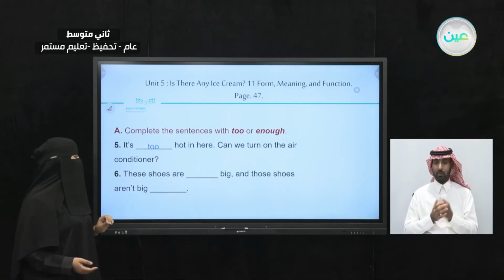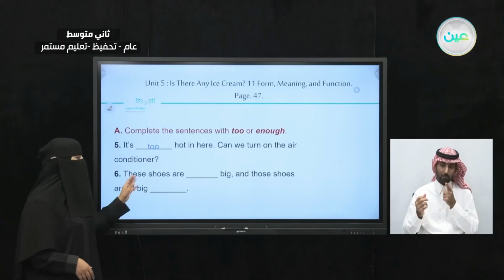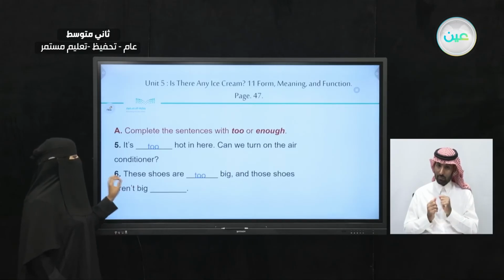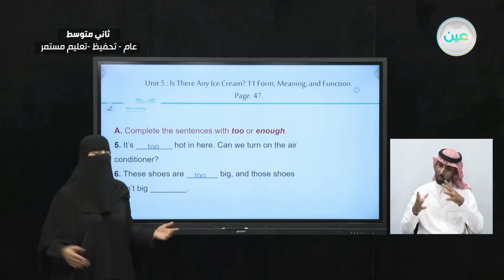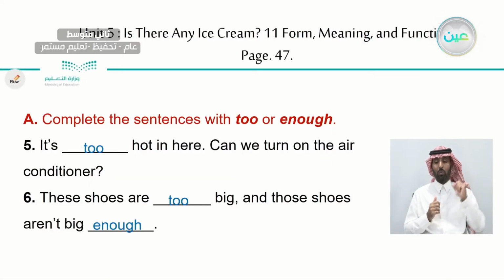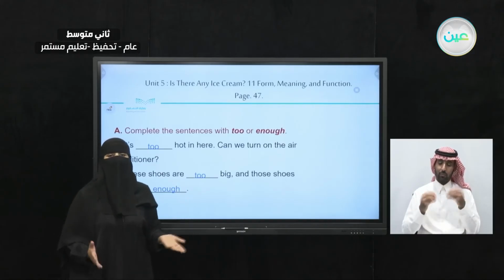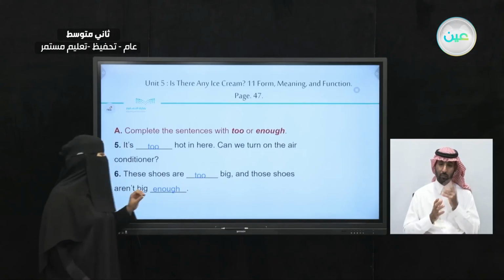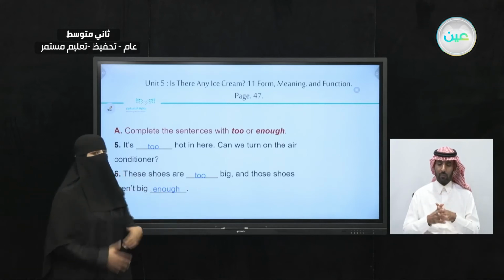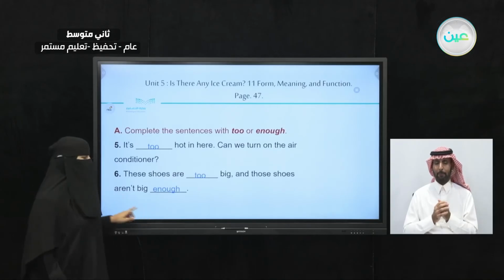How about the next one here? These shoes are something big, and those shoes aren't big something. So what are we going to use here? These shoes are too big. And those shoes aren't big enough. So all of these shoes are not the correct size, and they don't fit. So these shoes are too big and those shoes aren't big enough.